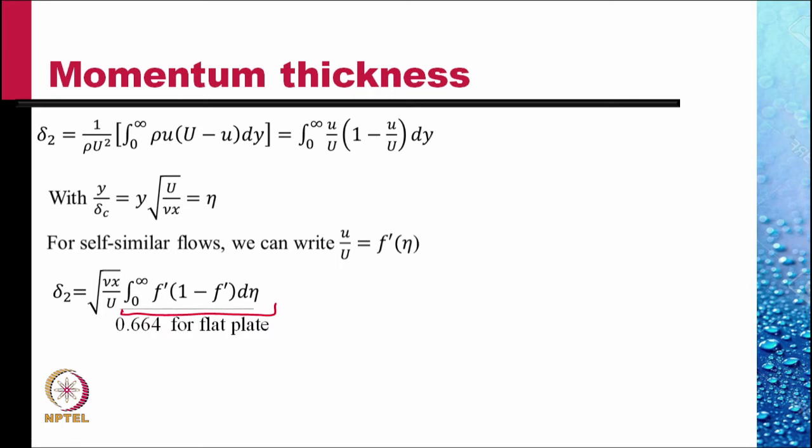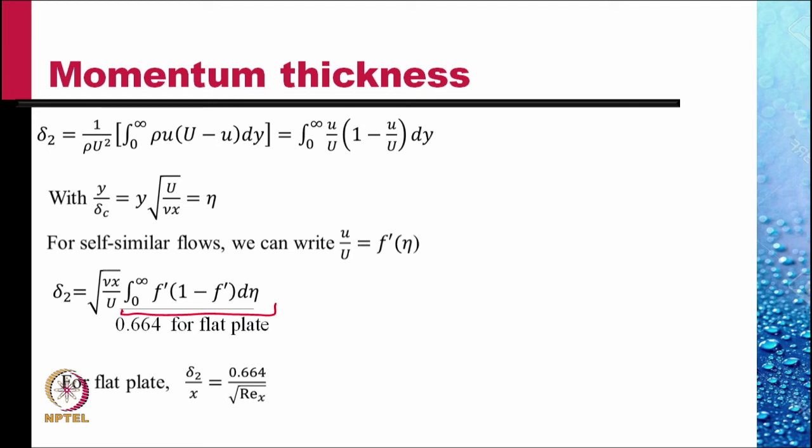For a flat plate, the value of this is 0.664, so that we can write delta 2 by x as 0.664 divided by under root Reynolds number based on x. So delta 2 also varies like root x.